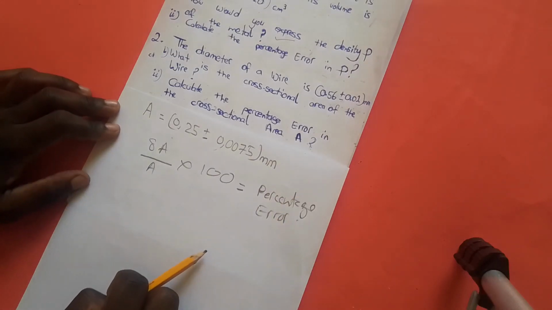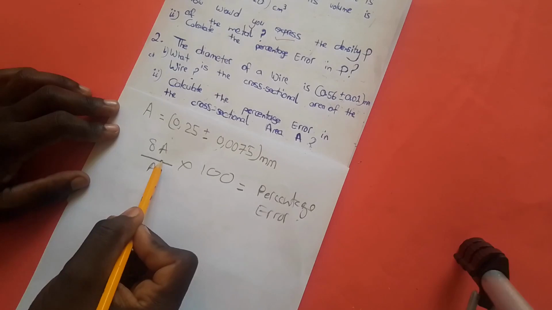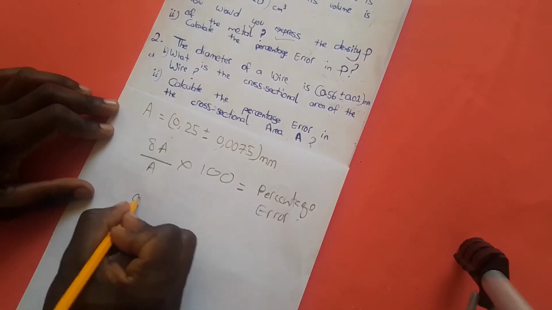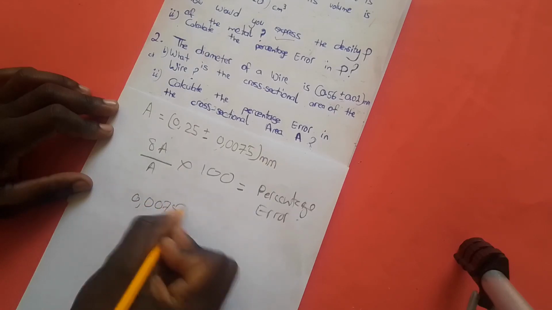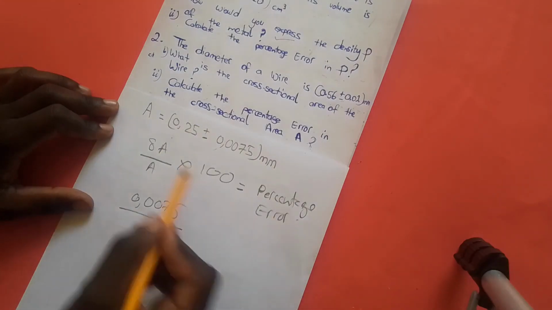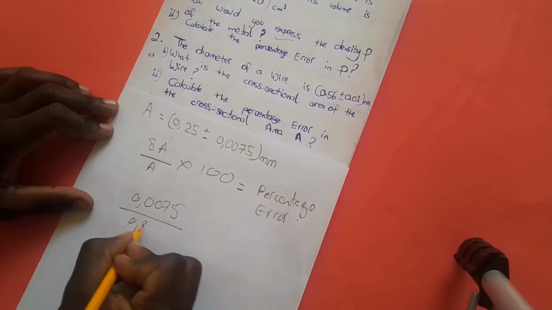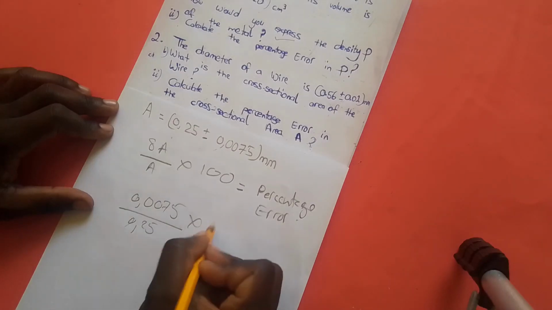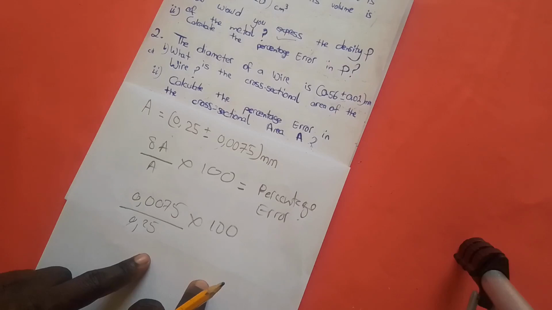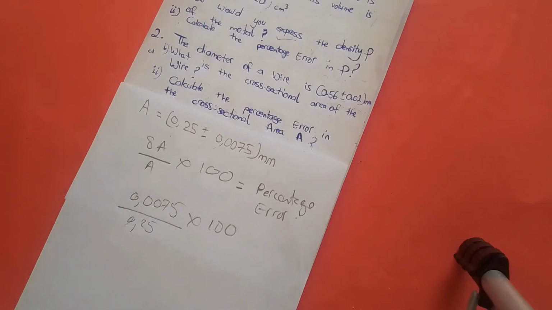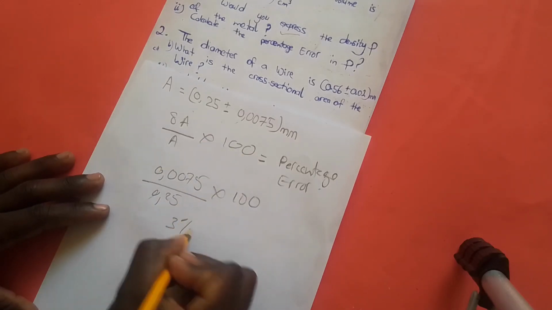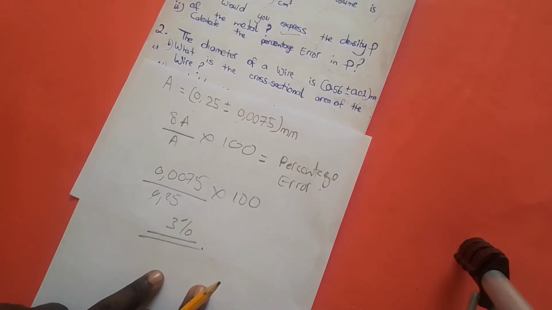Right? So this is an easy one. So what is the absolute error in A? The absolute error in A, we calculated it and we found that absolute error in A is 0.0075, right? Over A, what is A? We calculated A and found that A is equal to 0.25, times 100. Okay? So you just punch that into your calculator, and you find that the percentage error is 3%. Then you're done. It's 3%.